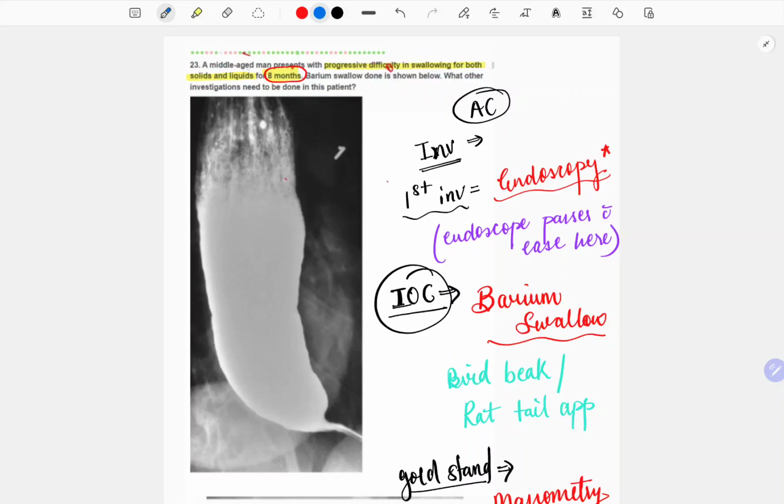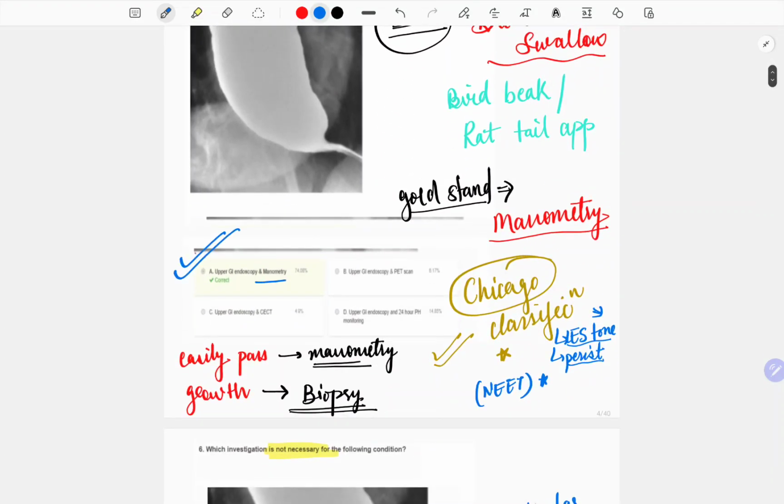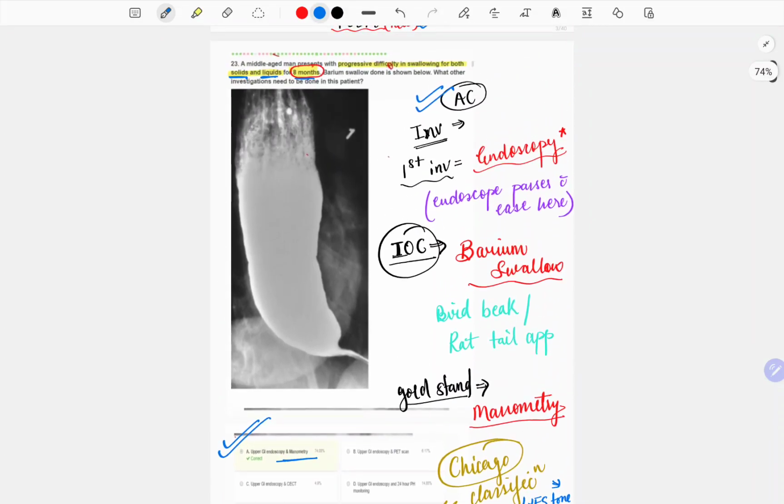Second question. A middle-aged man presents with progressive difficulty in swallowing for both liquids and solids for 8 months. The barium swallow is shown below. What other investigation needs to be done? See, if they have already done the barium swallow, the next investigation for achalasia cardia is the upper GI endoscopy and manometry. Now first of all, this barium swallow is showing a bird beak appearance or the rat tail appearance.